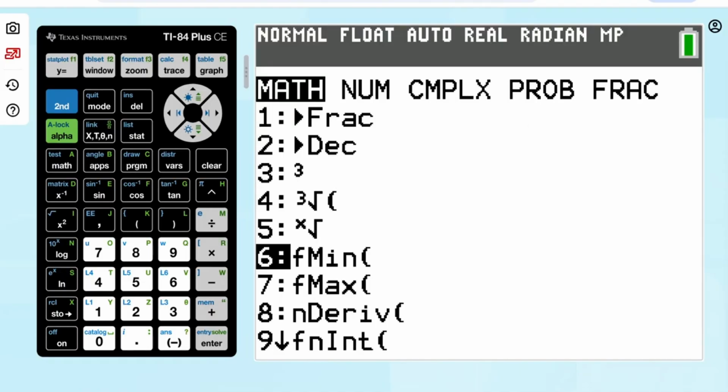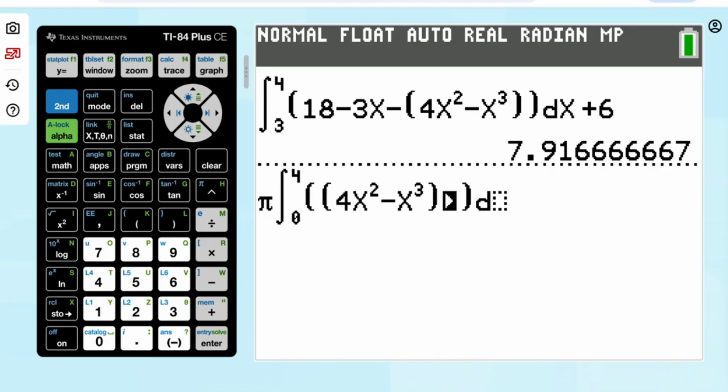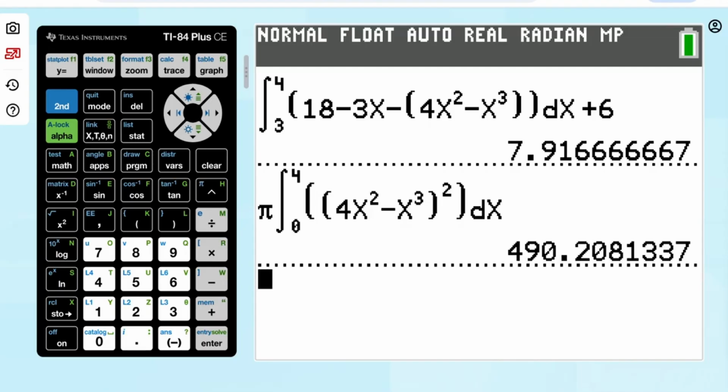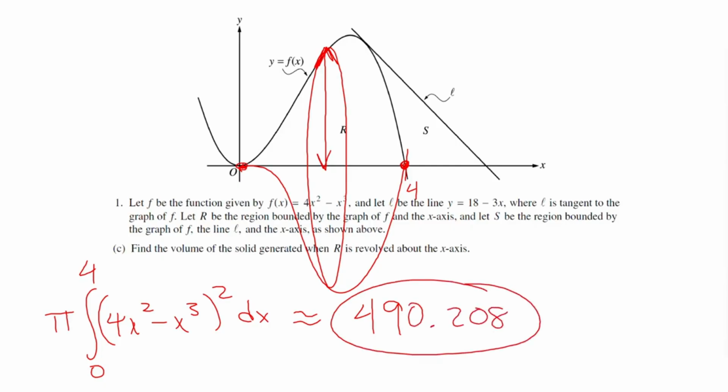We want math option number 9 for our integral. We're going to go from 0 to 4. And inside of here, we just have our function, which was 4x squared minus x to the third. And then we're going to square it for that radius squared. With our dx gives us 490.208.